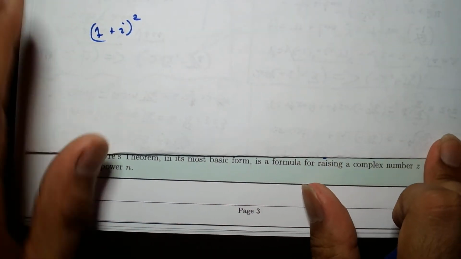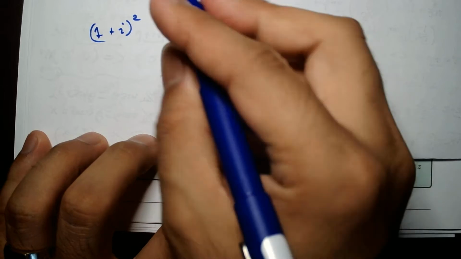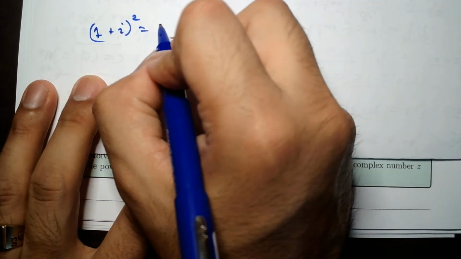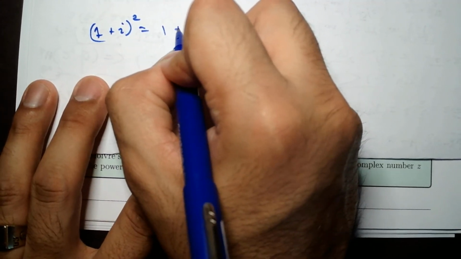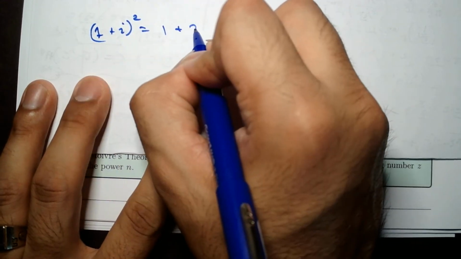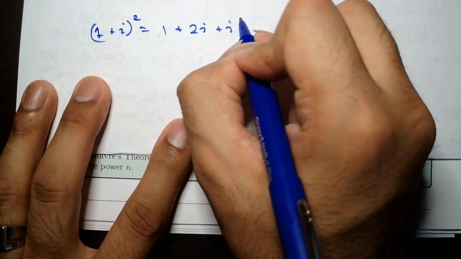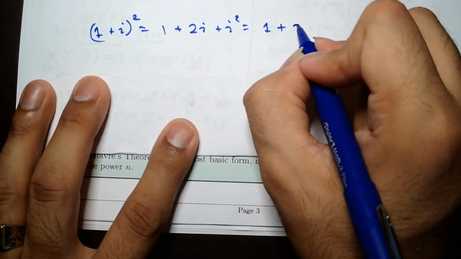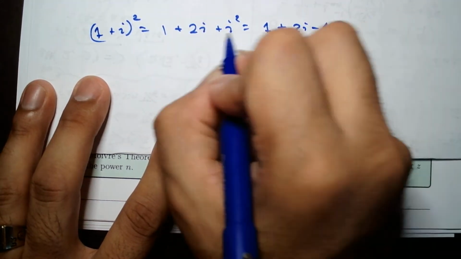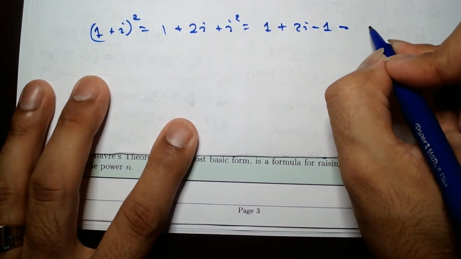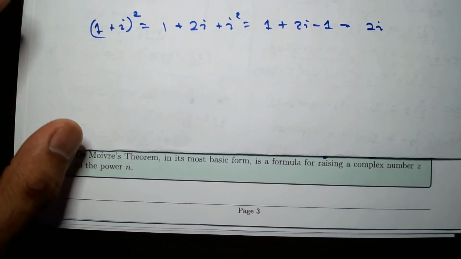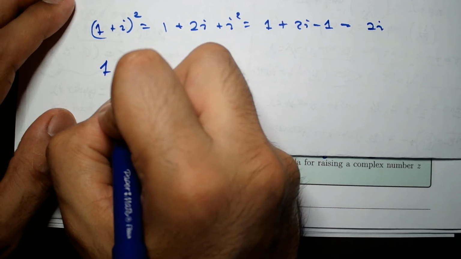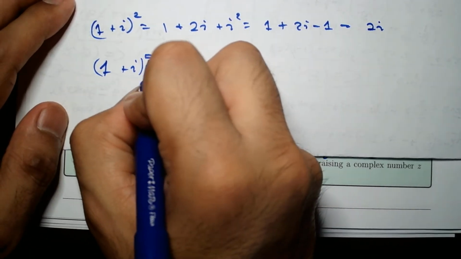Well, this one is really not that bad to do, so you don't need to write this if you don't want to. That's 1 squared, which is 1, plus 2 times 1 times i, plus i squared. So 1 plus 2i minus 1, which is i squared, and then 1 minus 1 is simply 2i.